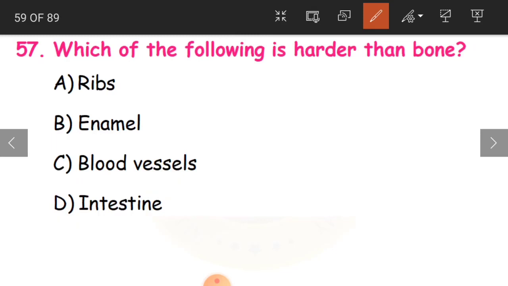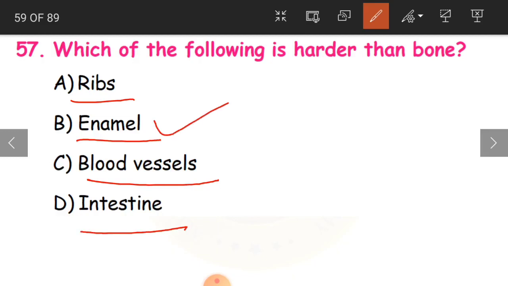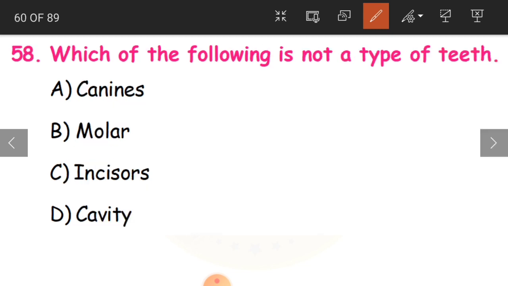57th question. Which of the following is harder than bone? Is it ribs, enamel, blood vessels, or intestine? And the answer is enamel, B. Okay, so this is harder than the bone. We have this on our teeth. Clear?